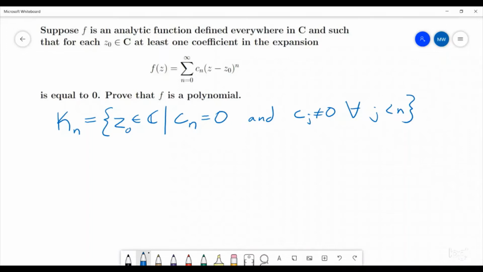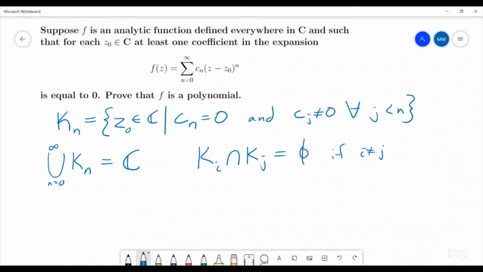Okay? So that means we have k sub 0, k sub 1, k sub 2, and so on. So the union over all k sub n's, n equals 0 to infinity, is equal to the complex numbers, and furthermore, this is a disjoint union: k_i intersect k_j is equal to the empty set if i is not equal to j. Because if not, then we'd have a contradiction somewhere. So this forms a perfect partition of the complex numbers. But furthermore, it's a countable partition of the complex numbers, which is an uncountable set.